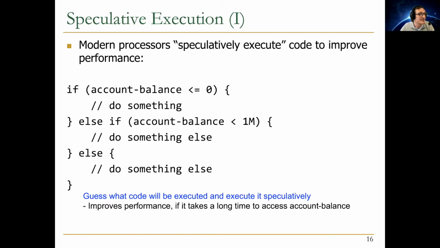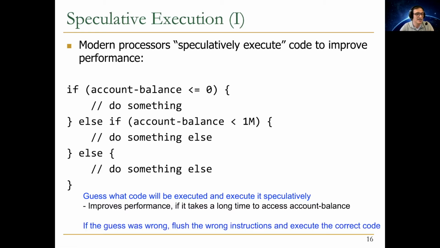Basically, they've saved a lot of time. Instead of waiting for the account balance to come back from memory, because it takes a long time to access it, they've done something useful, and their guess was correct. But if the guess is incorrect, then there's a problem. They have to ensure that none of the instructions that they executed should take effect, because that's wrong, right? They know that that's wrong at that point in time. And then they go back and execute the correct code.